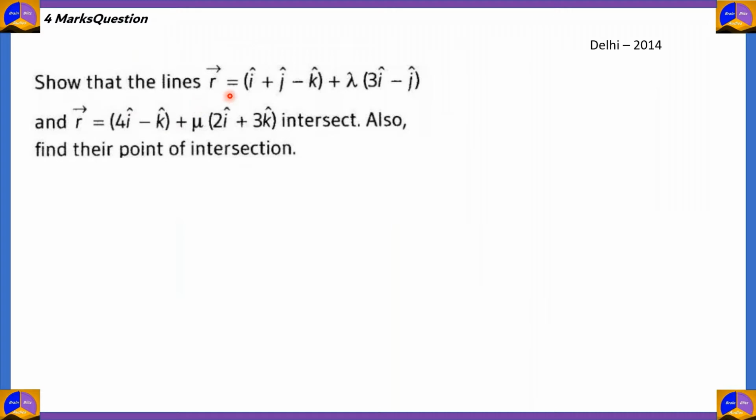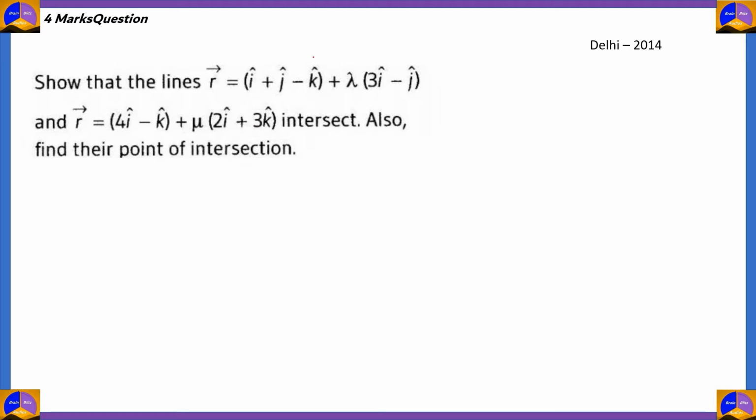Show that the lines vector r is equal to i cap plus j cap minus k cap plus lambda times (3i cap minus j cap), and vector r is equal to 4i cap minus k cap plus mu times (2i cap plus 3k cap) intersect. Also find their point of intersection.